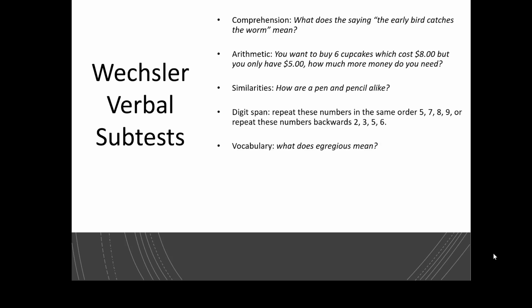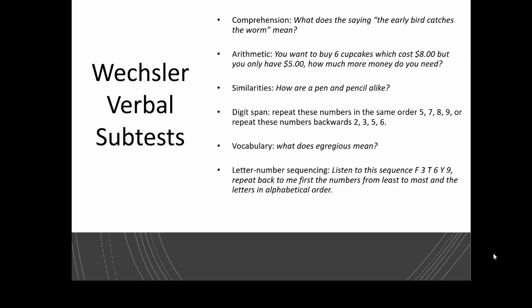In the vocabulary test, there will be various words in the English language of varying degrees of difficulty, and looking at how many of them you can find a definition for. And finally, the letter number sequencing subtest, in which you listen to a sequence, for example, F3T6Y9, and then repeat back to me first the numbers from the least to the most, and then the letters in alphabetical order.